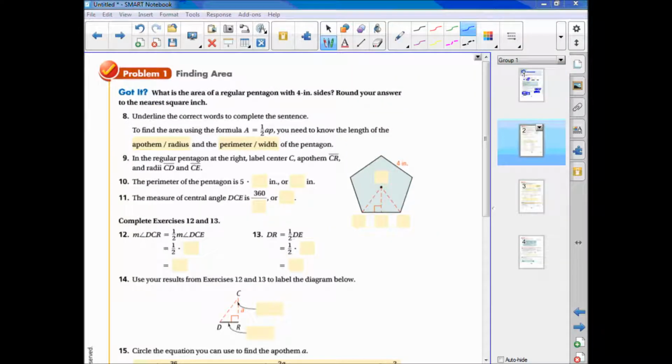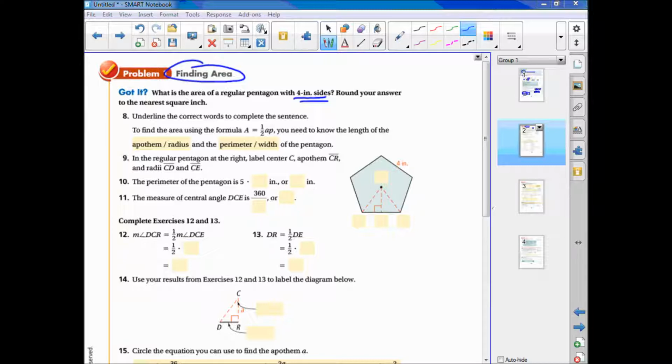Okay, on page 2, we're going to learn how to find the area of a regular polygon when it can't be divided into 30, 60, 90 triangles, not the special ones. So finding area: what is the area of a regular pentagon with one side of 4 inches? Round your answer to the nearest square inch. We're not going to get exact answers here because we're going to have to use some trigonometry to find our lengths, but we can still get pretty good answers.